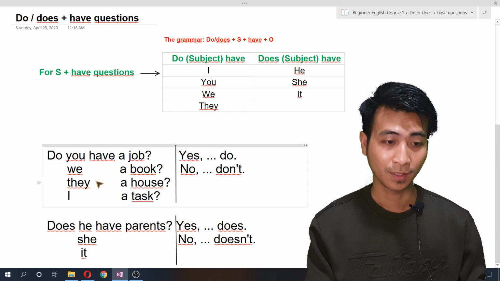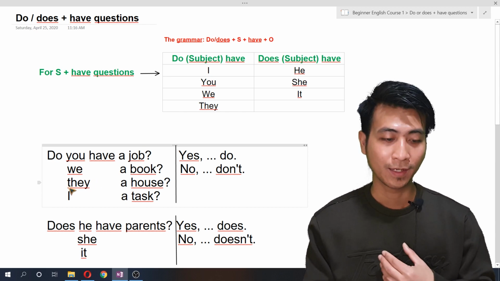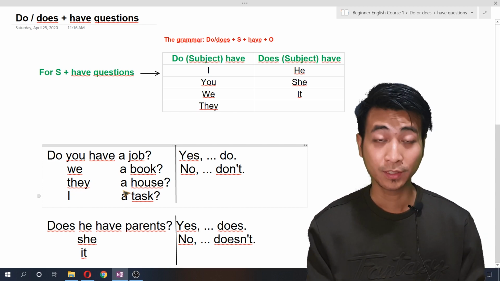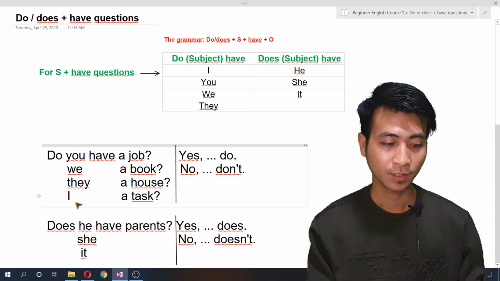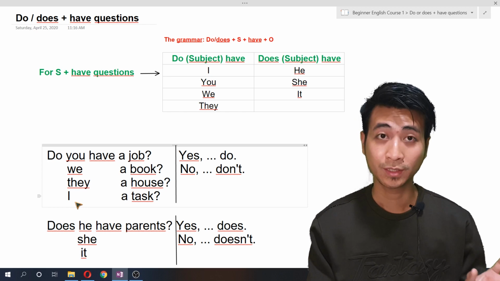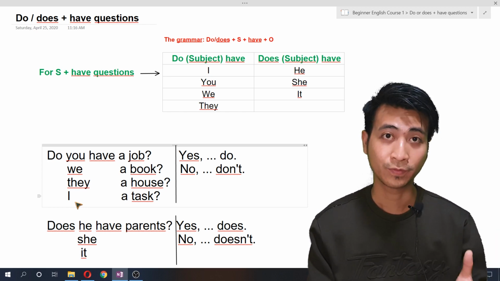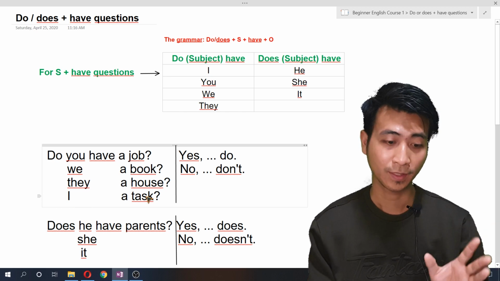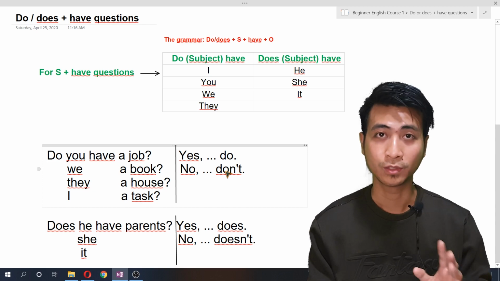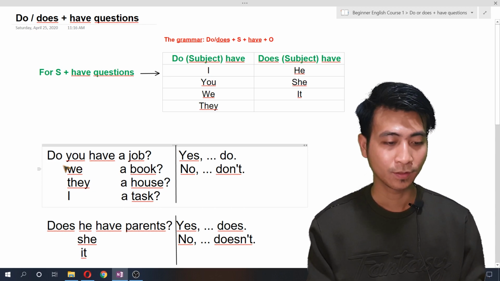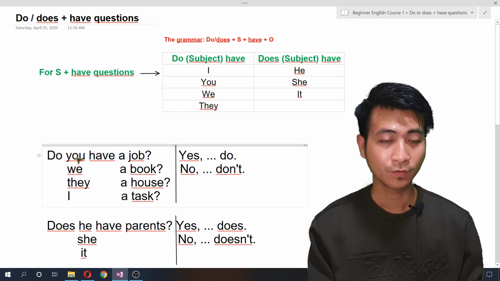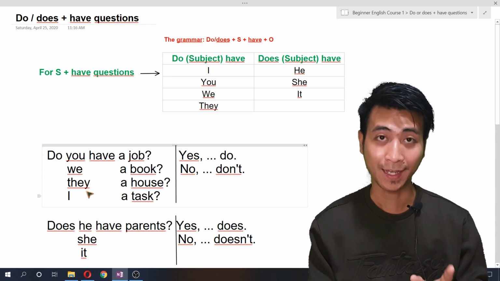Okay, for the last, do I have a task? Do I have a task or do I have an assignment? In this question, let's look. It means the question is asking for myself, right? With my friend in front of me, and your friend answers yes you do, no you don't. So remember, for do in yes/no questions, we just use do for the subjects you, we, they, and I.